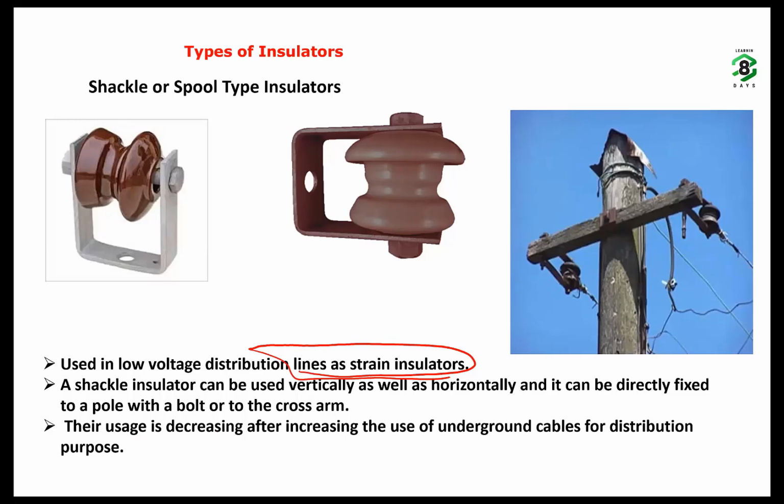The usage is decreasing after increasing use of underground cables for distribution purpose. Mainly, they are used for overhead distributions where you require more ground clearance. But nowadays, in most of the locations, we are using underground cables for distribution, so their usage is getting reduced. Okay, so these are the 4 types of insulators that we use in our transmission system.